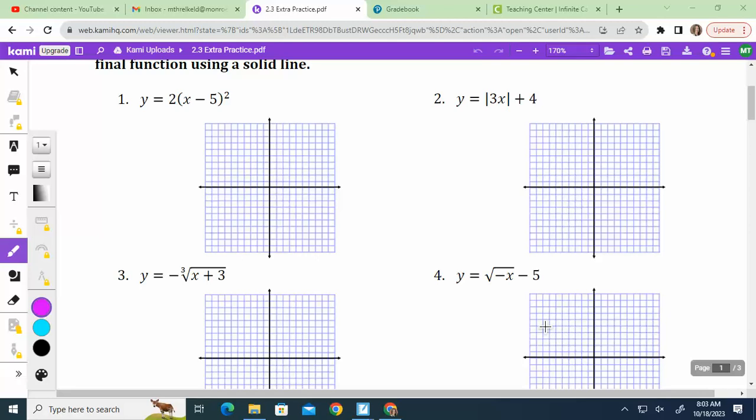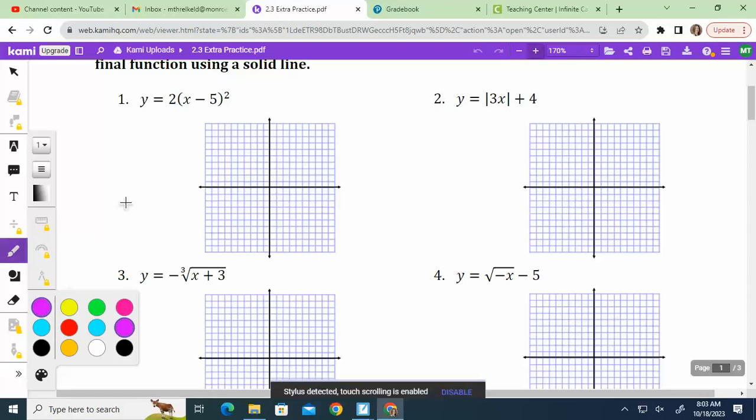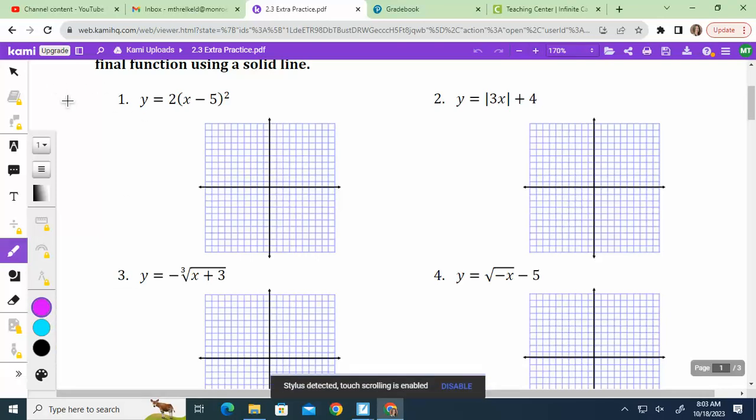Enough points. So what's my rule? How many points do I want? At least 3 on both the parent function and the final graph. So what is my parent function here?